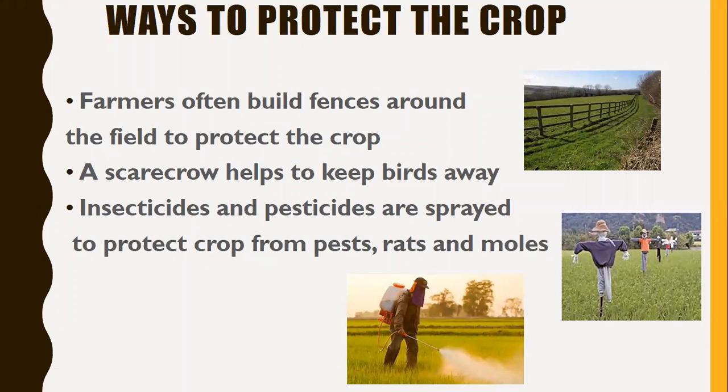Now there are different ways to protect the crop. Farmers often build fences around the fields to protect crops from grazing animals. You know that birds also destroy the crops. So a scarecrow helps to keep the birds away. We also spray insecticides and pesticides to protect the plants against insects and pests.